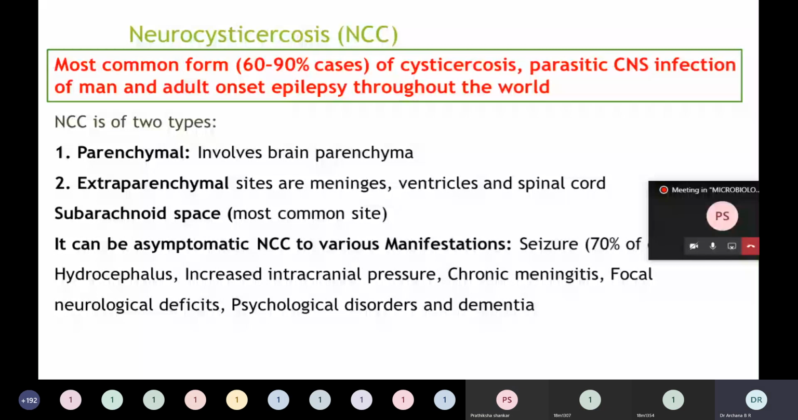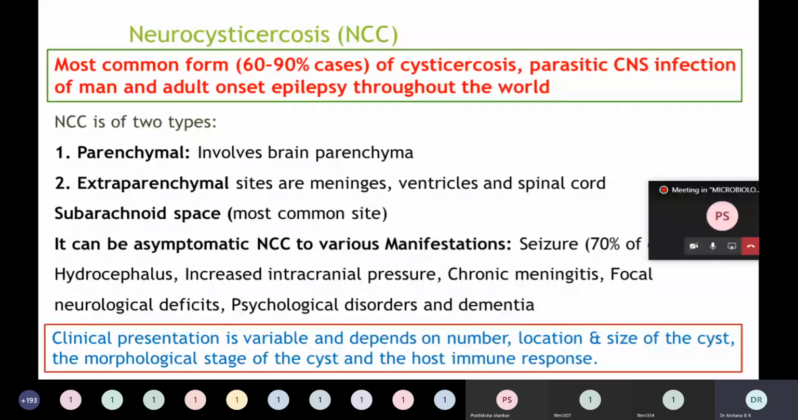It can range from asymptomatic neurocysticercosis to various manifestations. It causes seizures in 70% of the cases, hydrocephalus, increased intracranial tension, chronic meningitis, focal neurological deficits, psychological disorders and dementia.